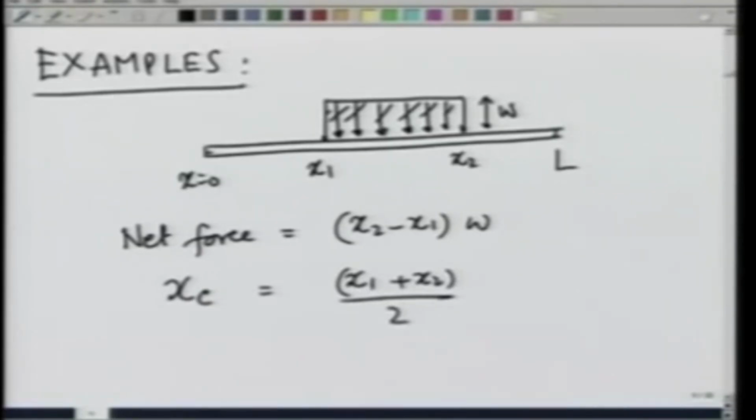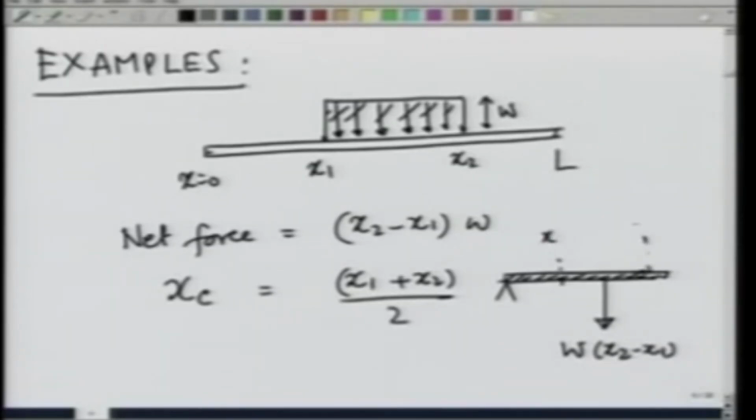Therefore, I can replace this entire force or represent this entire force like this. This is a beam. This is where it is hinged. The net force is of the amount W times x2 minus x1 acting at a distance. This is x1, this is x2, at a distance x1 plus x2 divided by 2. So, that is one example.